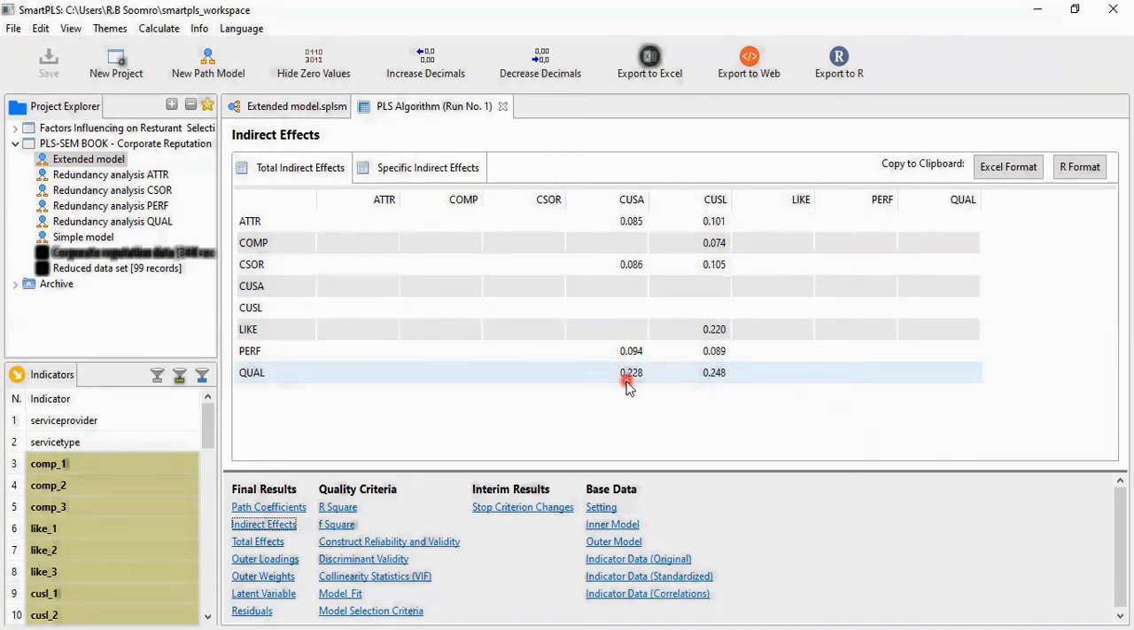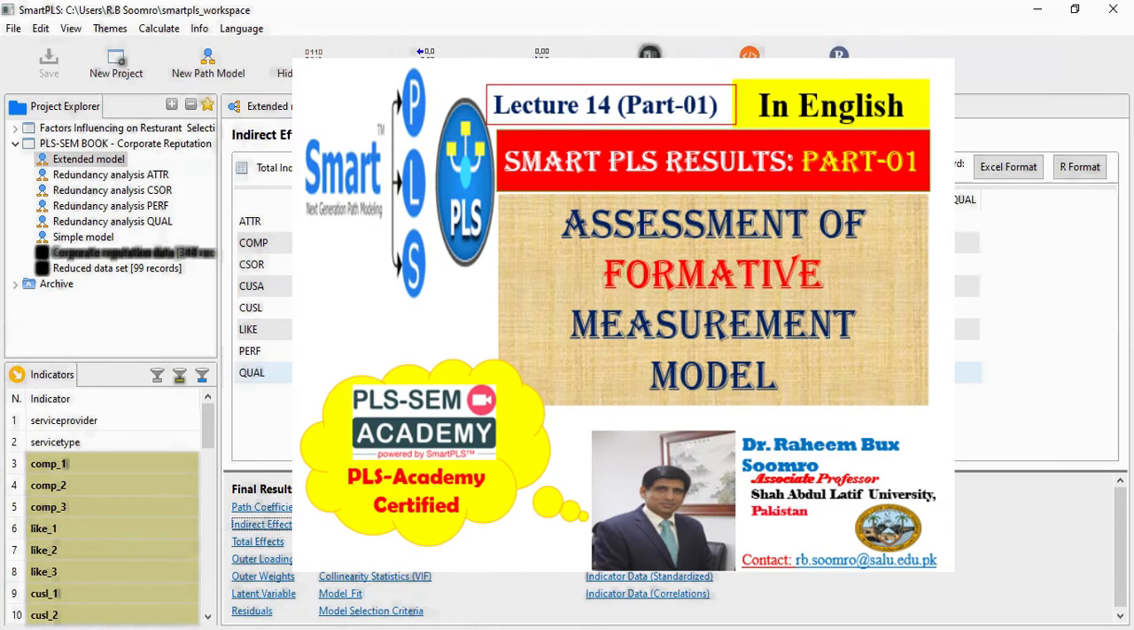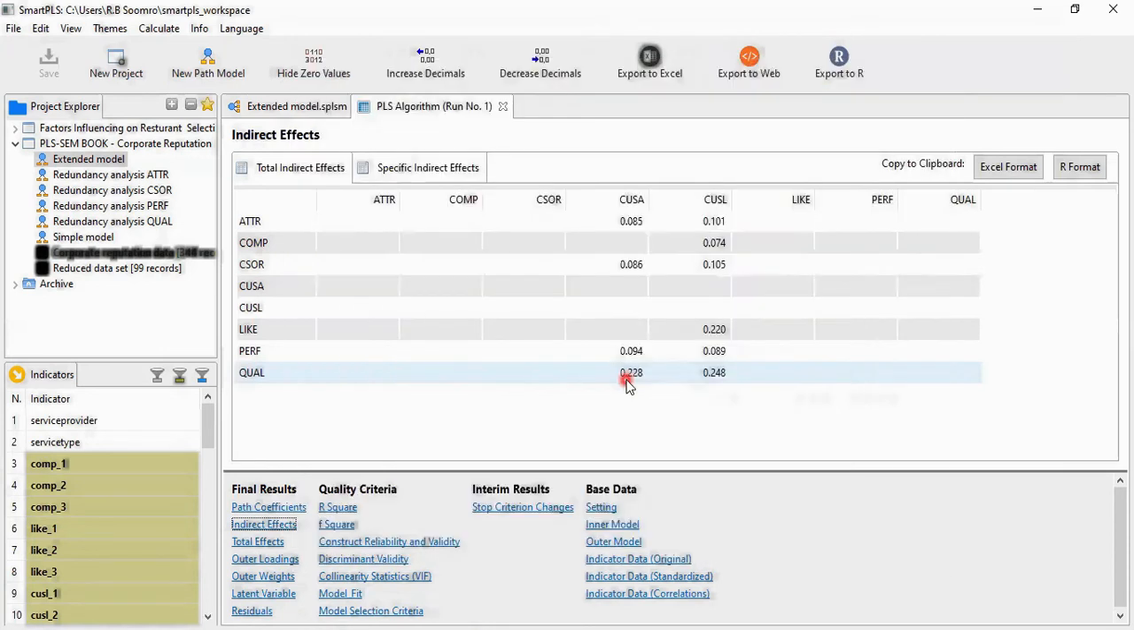So now, whether these are significant or not will be decided with the help of bootstrapping. By the way, in my video number 14 part 2, I have discussed how to apply the bootstrapping technique in SmartPLS.